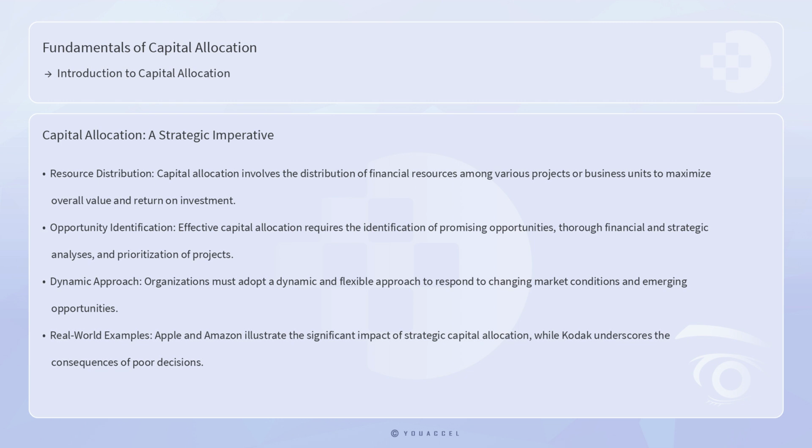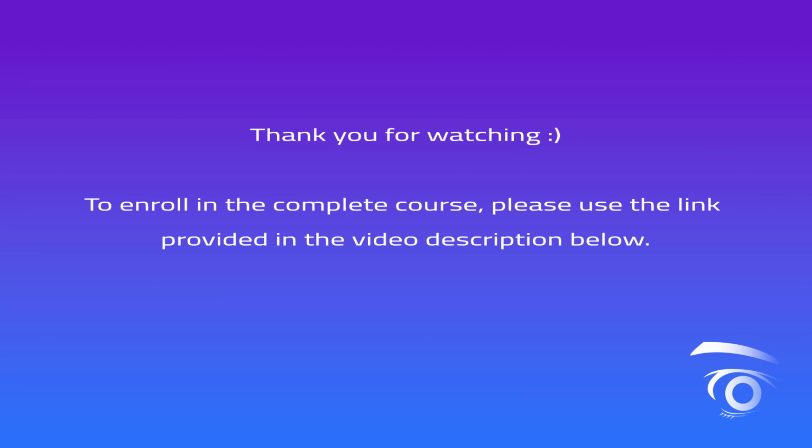Real-world examples, such as Apple and Amazon, illustrate the significant impact that strategic capital allocation can have on an organization's success, while cases like Kodak underscore the consequences of poor capital allocation decisions. By mastering the fundamentals of capital allocation, organizations can enhance their competitiveness, achieve long-term growth, and create sustainable value for their stakeholders. This concludes the lesson.